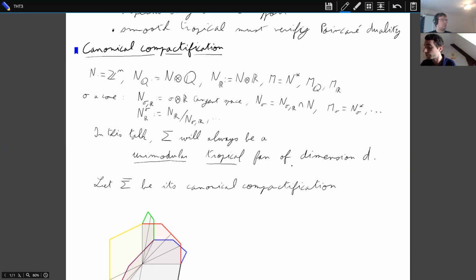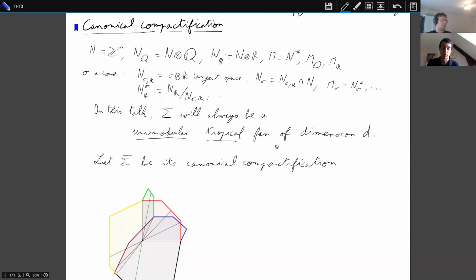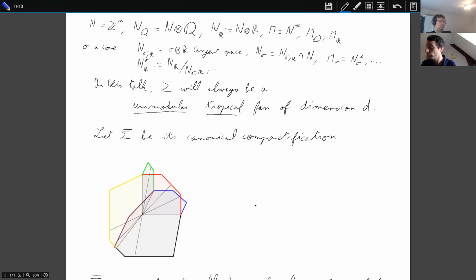So for my talk, sigma will always be a unimodular tropical fan. So we can work with non-unimodular tropical fans, but we have to be more careful. And I recall that tropical fans for me have weight constant equal to 1. Same remark, you can also work with different weights, but you have to take care of weights everywhere. So just to simplify, I take this. D will be its dimension. And I will work with rational coefficients for the same reason, just to simplify. We need more conditions for integral coefficients in general.